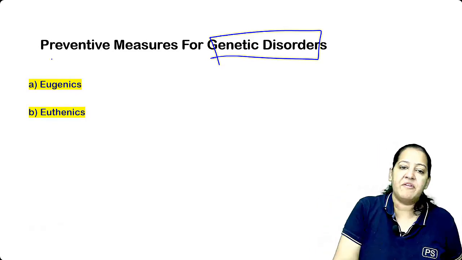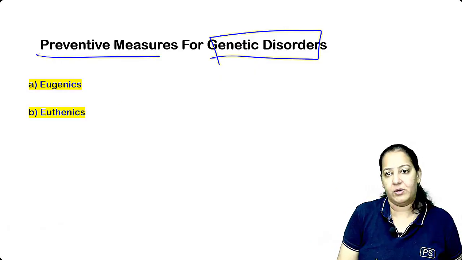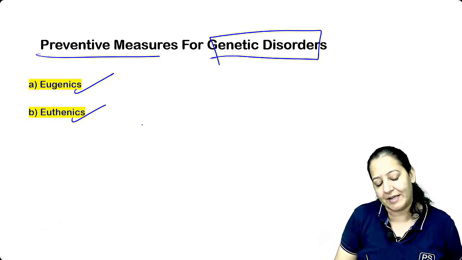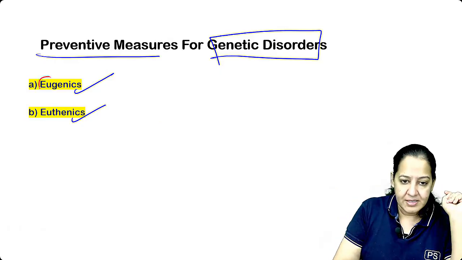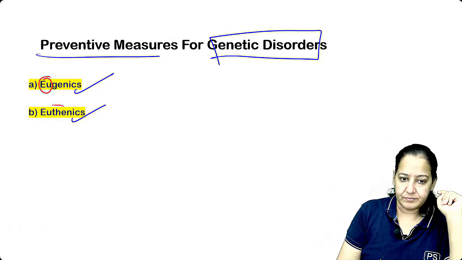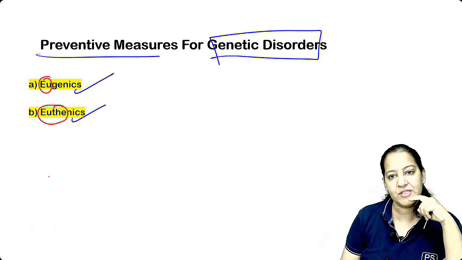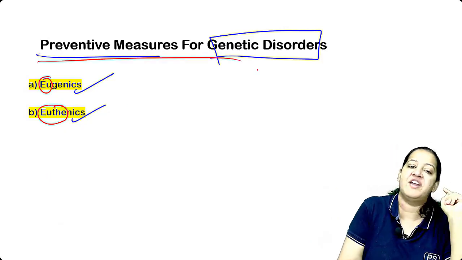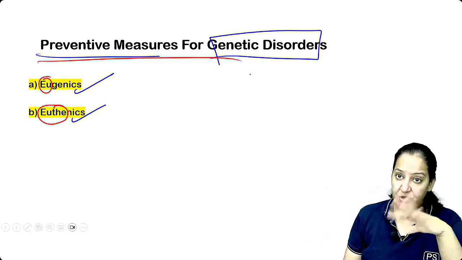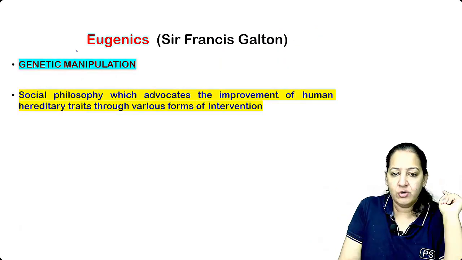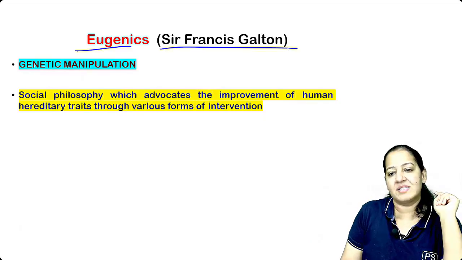There are 2 types of preventive measures we can take for genetic disorders, eugenics and euthenics. See the difference in the spelling. This is eugenics and this is euthenics. What's the difference between them? You want to prevent genetic disorders. I do not want anyone to have a genetic disorder. So let's start with eugenics. The term eugenics was given by Sir Francis Galton.